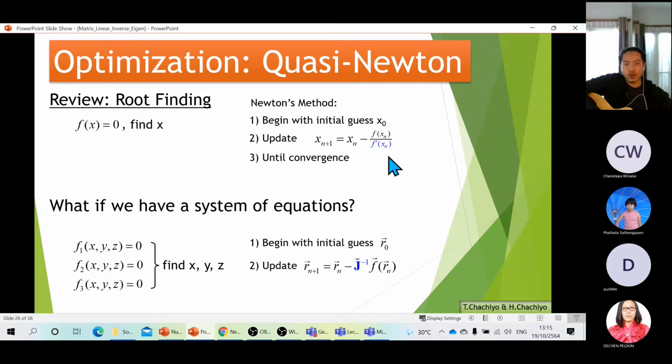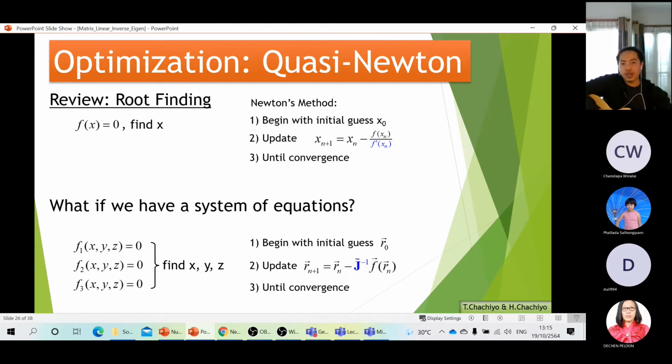Now, if you focus on this blue symbol over here, for one variable, we have 1 divided by f prime. Okay, that's for one variable. For many variables, we have the inverse of this J matrix instead. Okay, so they're very similar, but now we are talking about matrix and vector multiplication.